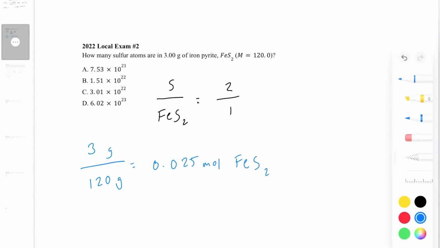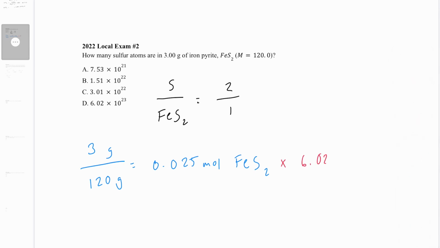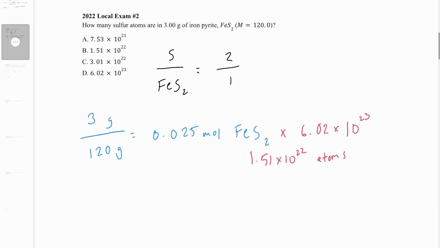So Avogadro's constant tells us that in 1 mole you have 6.02 times 10 to the 23rd atoms, or molecules, whatever. So if we multiply this number by 6.02 times 10 to the 23rd, we're going to get the number of atoms or molecules of iron pyrite. And that comes out to 1.51 times 10 to the 22nd. But that's iron pyrite. In order to find sulfur, we need to multiply this value by 2 because sulfur and iron pyrite are in a 2-to-1 ratio.